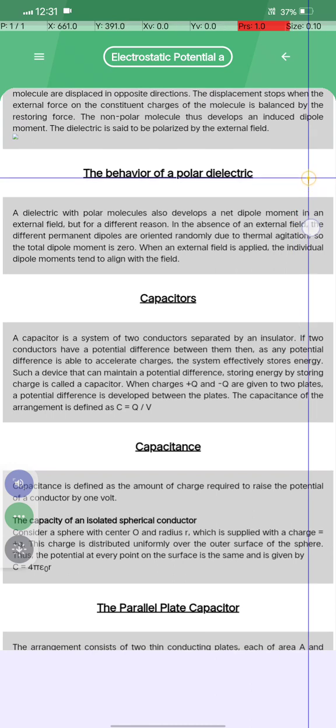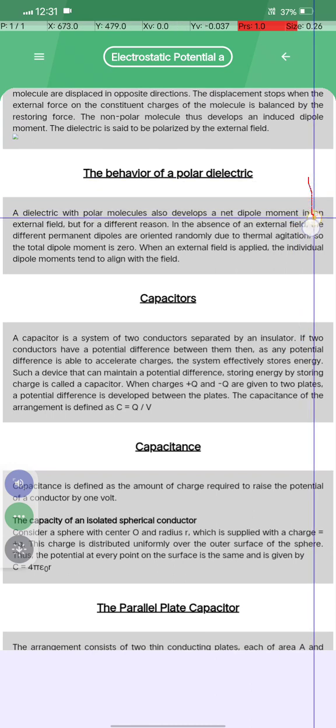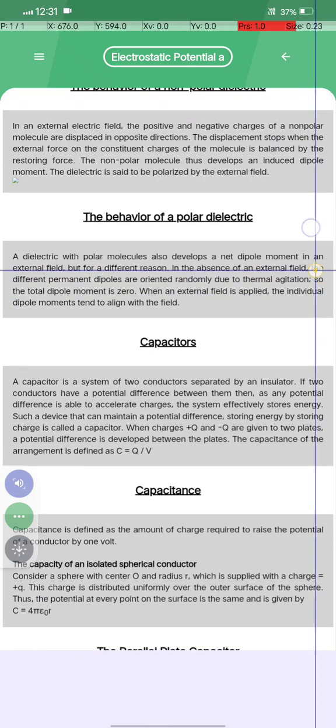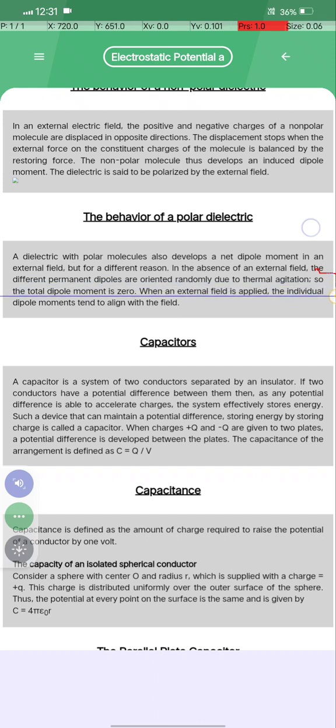Behavior of a polar dielectric. Dielectrics with polar molecules also develop a net dipole moment in an external field, but for a different reason. In the absence of an external field, the different permanent dipole moments are oriented randomly due to thermal agitation, and so the total dipole moment is zero. When an external field is applied, the individual dipole moments tend to align with the field.